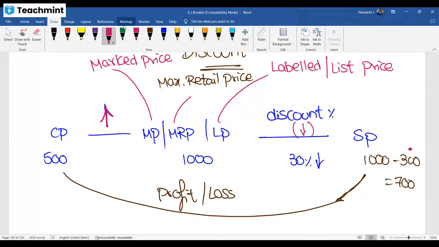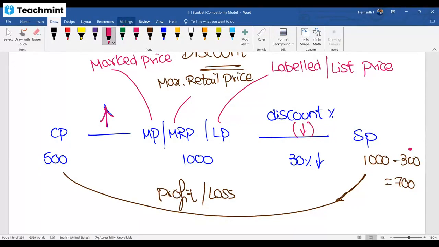A 10% discount means 100 rupees less. For 1000 you are calculating 10%. The 1000 is the labeled price, which is labeled on the t-shirt. 900 rupees is the selling price for the shopkeeper. For you it is the cost price. When you purchase any item, for the shopkeeper it is the selling price, for you it is the cost price. So for the shopkeeper, 1000 rupees, if it is a 10% discount, 100 rupees less, 900 rupees they are selling.